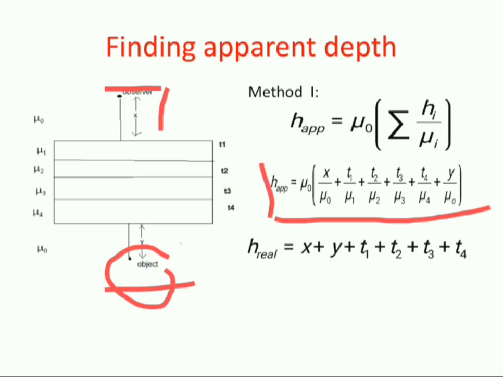Apparent distance, again I am repeating the formula. Remember this relation: mu naught, that is the refractive index of the medium in which the observer is present, open the bracket and write the sigma of thicknesses by refractive indices until you reach the object. Then that will give you the apparent distance. So here the real distance is x plus y plus t1 plus t2 plus t3 plus t4. But the apparent distance is given by the above relation.